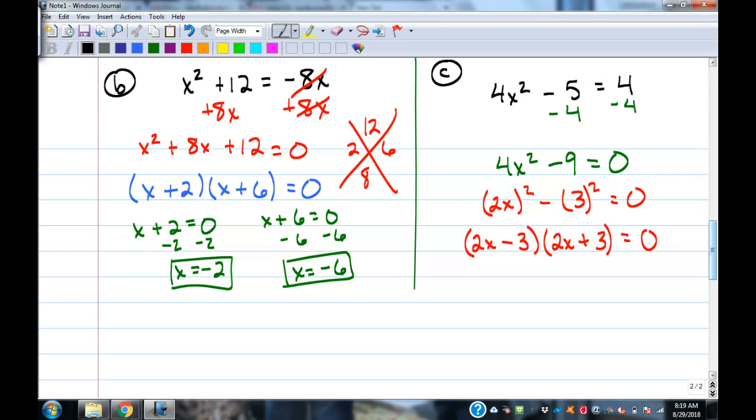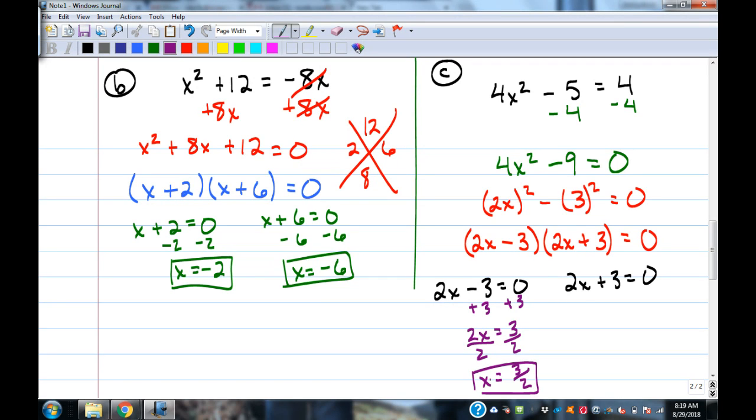All right. What do we do with each of those? Set them equal to 0. 2x minus 3 equals 0. 2x plus 3 equals 0. Solve them. X is positive 3 over 2. Don't give me a decimal. Leave it as a fraction. And then negative 3 over 2.